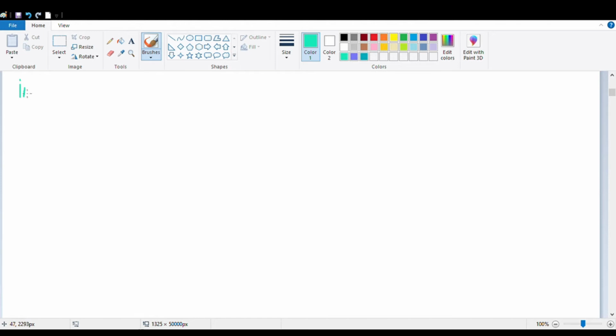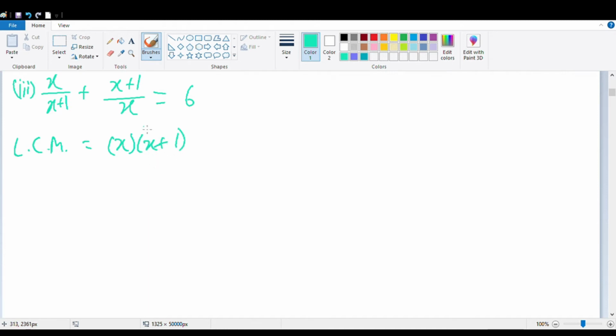Part 3. Part 3 is x divided by x plus 1 plus x plus 1 divided by x is equal to 6. So let's take the LCM. LCM is going to be x into x plus 1. And so x into x plus 1 divided by x plus 1.